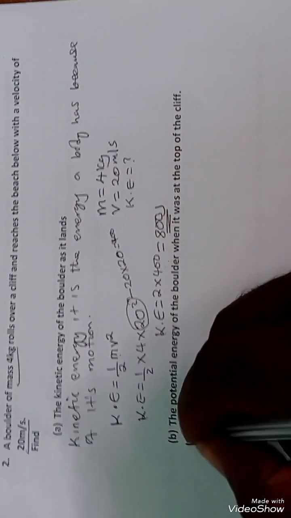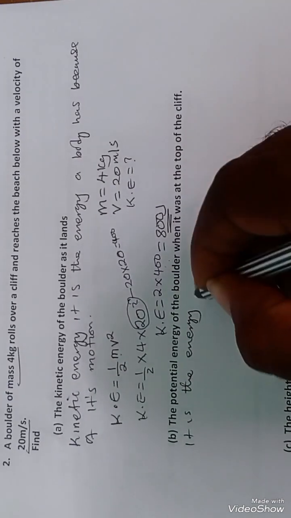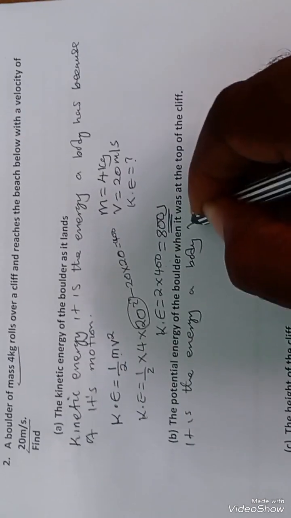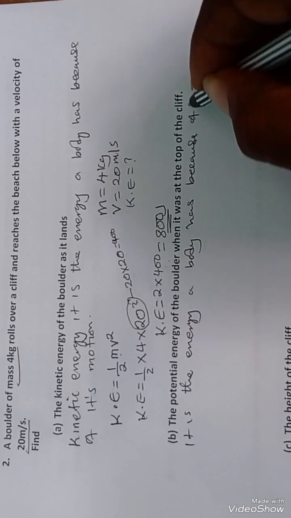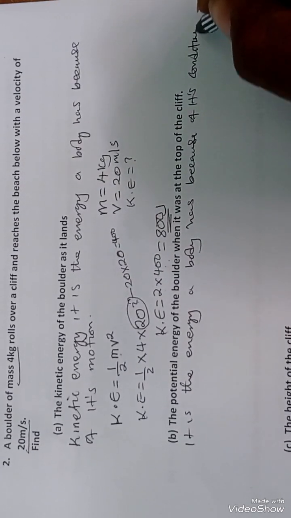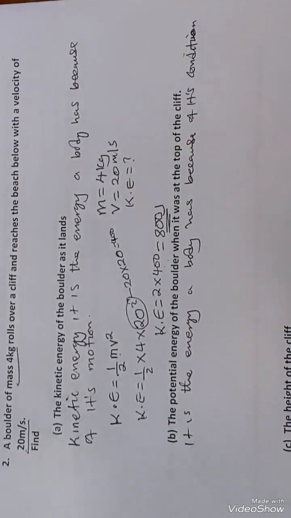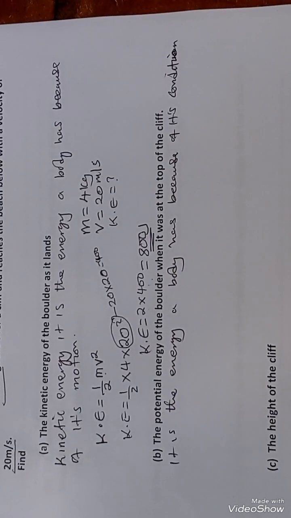Potential energy is the energy a body has because of its condition or state. That is what we call potential energy. Now the question is, find the potential energy of the boulder when it was at the top.